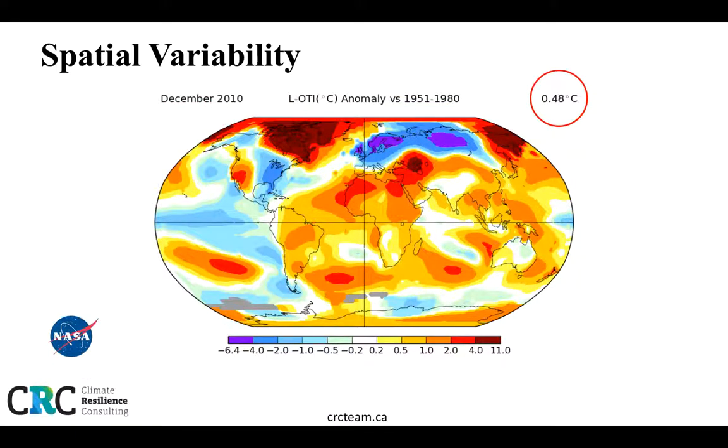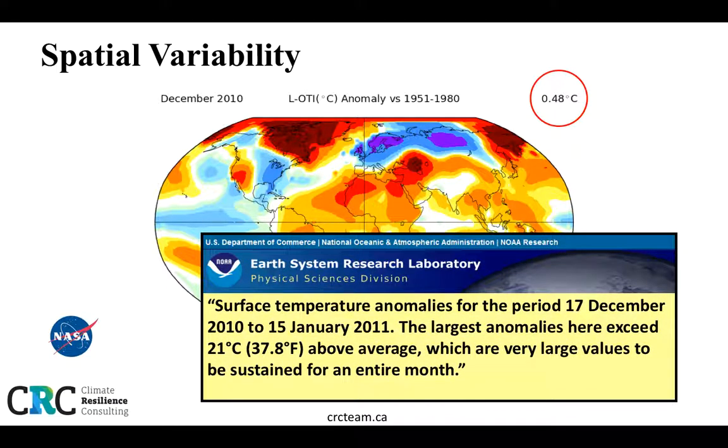However, all the international press coverage of the cold wave in Western Europe managed to miss the monstrous heat wave that was occurring simultaneously in the Canadian Arctic. The National Oceanic and Atmospheric Administration released a statement, however, that noted that between the 17th of December 2010 and the 15th of January 2011, the largest temperature anomalies here exceeded 21 degrees Celsius above average, which are very large values to be sustained for an entire month. And Iqaluit, Nunavut experienced rainfall and above-zero daytime highs in early January 2011.